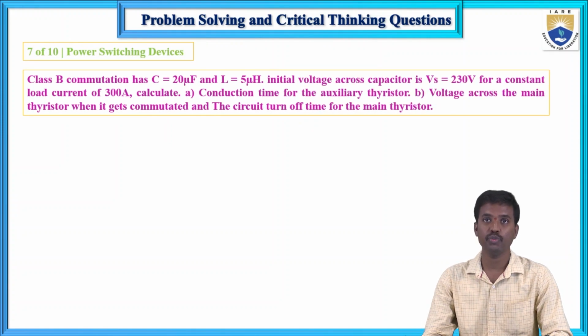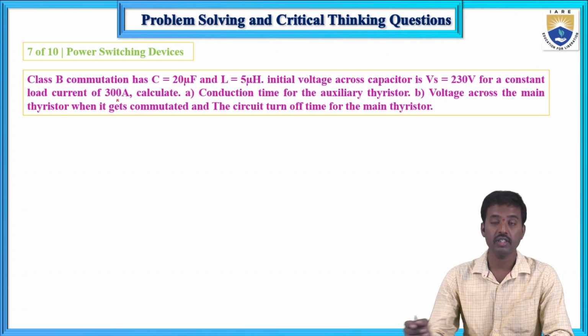Next, this problem is most important. Class B commutation. In class B commutation there is a capacitor and an inductor. The capacitor value is 20 microfarad and the inductor value L equals 5 microhenry, and the initial voltage across the capacitor is the supply voltage. The assumptions are that the load current is constant, the initial capacitor voltage is the supply voltage, and the LC circuit is resonating in nature. Now Vs equals 230 volts, with a constant load current of 300 amperes.